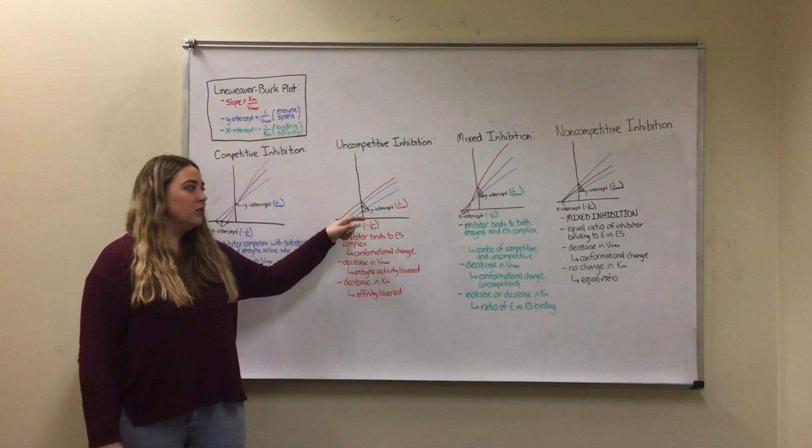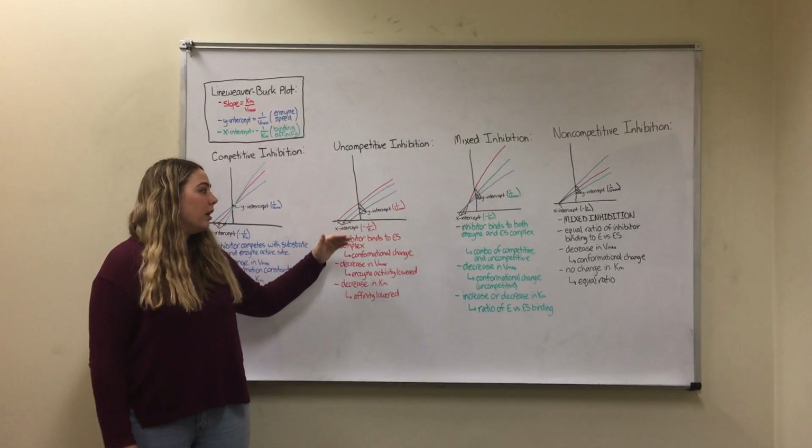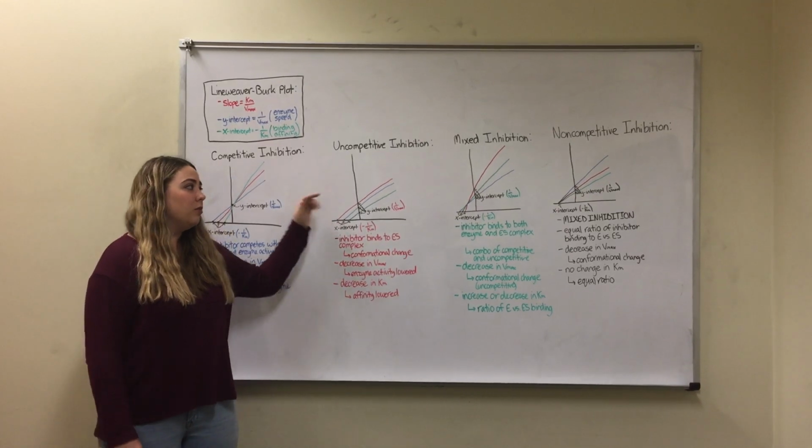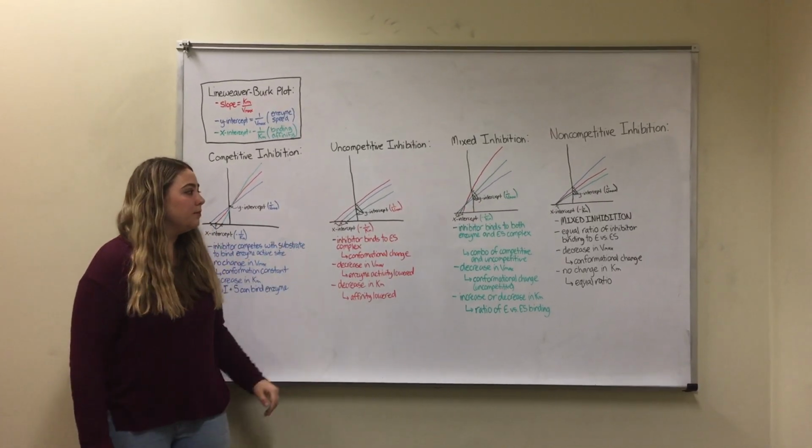So that's why you see parallel lines in this graph, because both your Vmax and your Km have lowered. So your slope is still going to be constant.